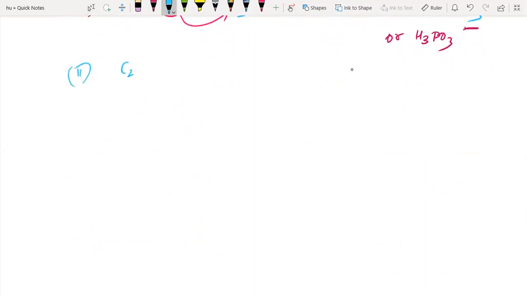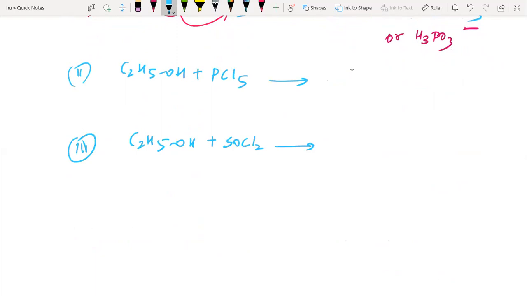Second, alcohol when reacted with PCl5, and third, alcohol when reacted with SOCl2. On the arrow we'll write heat, and here we have pyridine, and we write reflux. Now I'll tell you exactly what happens here.